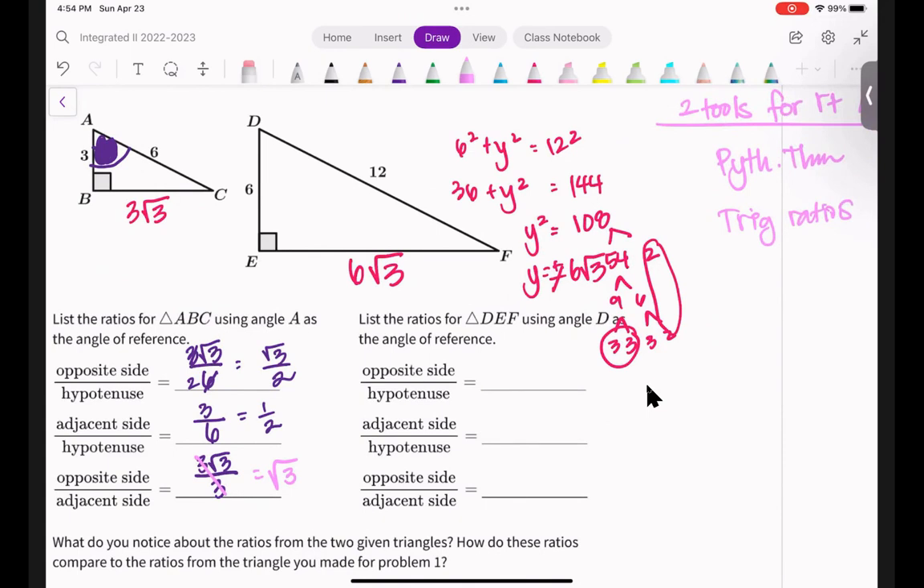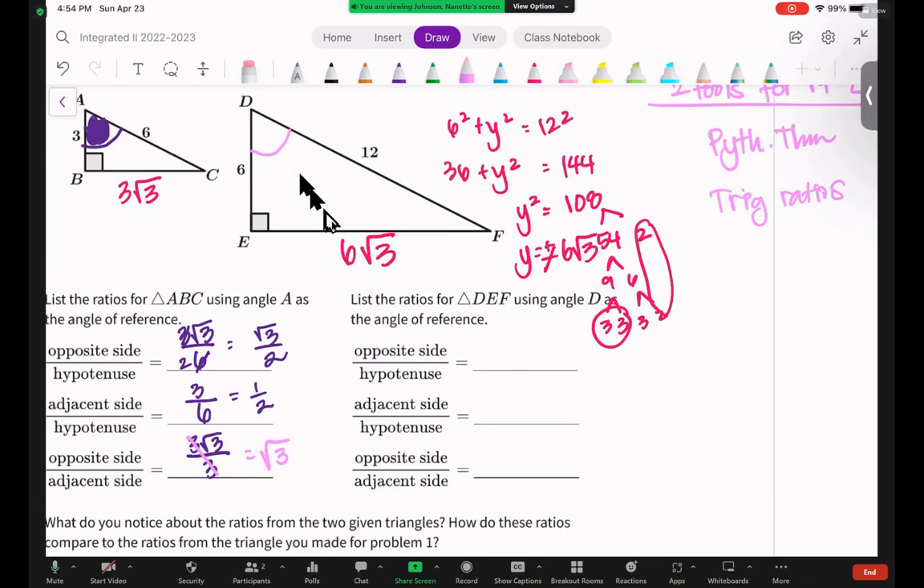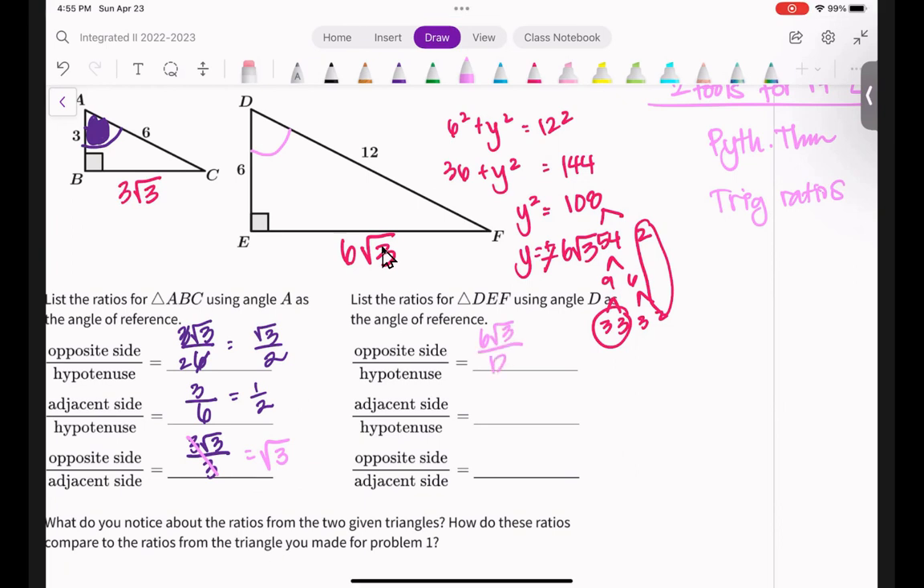All right, now that you're back, they want us to go from angle D, so that's the same angle. You can imagine that's my eyeball, and it's looking at the opposite side. So it's opposite over hypotenuse. In this case is 12, so I'm going to put 12 on the bottom for both of those.